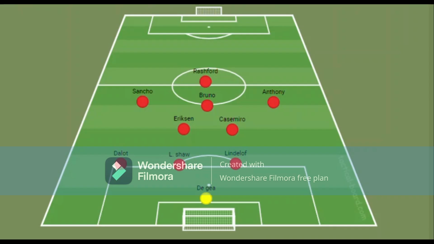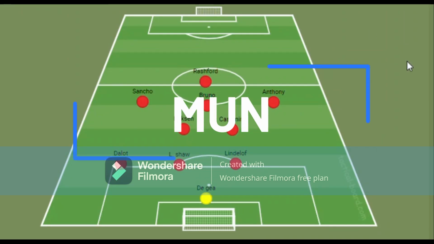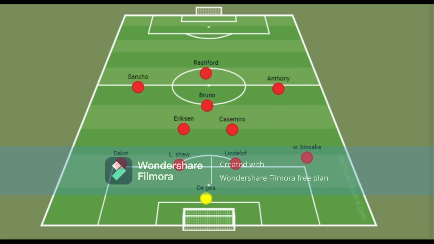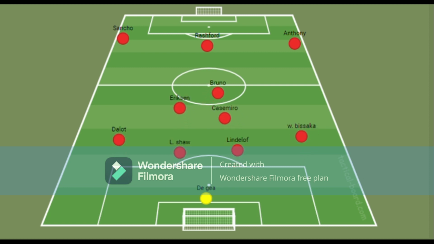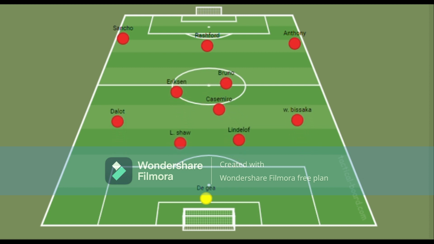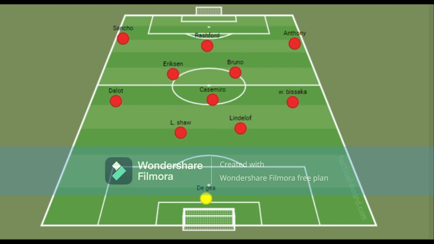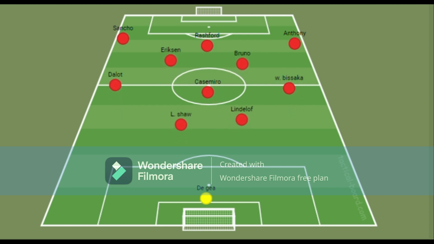So Manchester United were lined up in their usual 4-2-3-1 formation. This formation shifted into a 4-1-4-1 in possession, with Bruno and Christian Eriksen playing behind the Tottenham's midfield lines and occupying the positions in between the lines.